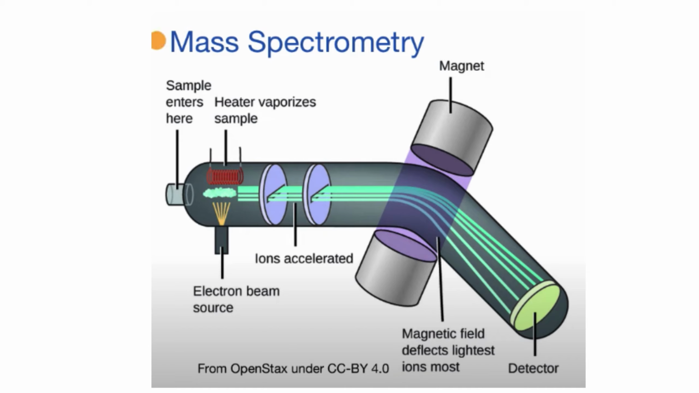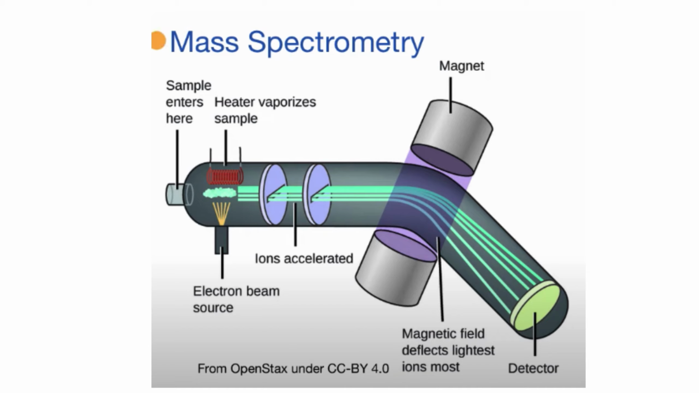Then the ionized fragments are accelerated through the electric plates, and these are represented by the purple circles on the diagram, before reaching the magnetic field. And the magnetic field filters these fragments based on their mass, and this is because the magnetic field deflects or bends the path of ions to different degrees based on their mass. So heavier fragments are deflected less, and lighter fragments are deflected more, so their path gets more bent.